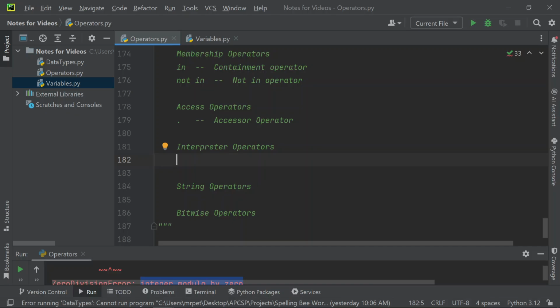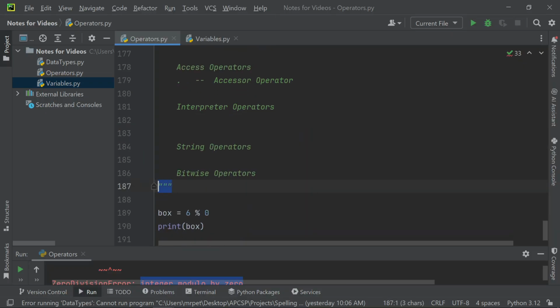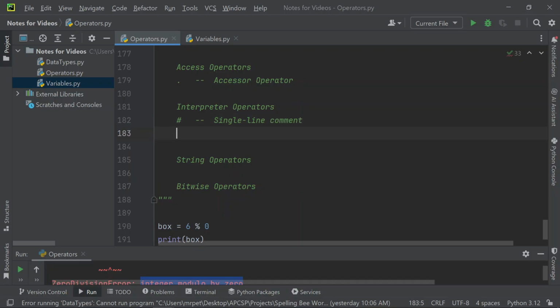The interpreter operators. We've used some of these so far. We're including comments in this list. So the number sign is the single line comment. We have the triple quotes. I can't actually write the triple quotes or else I'll be ending my multi-line comment. So I'm just going to write triple quotes. This is what defines a multi-line comment. Same thing with triple apostrophes. I'll just write that down.